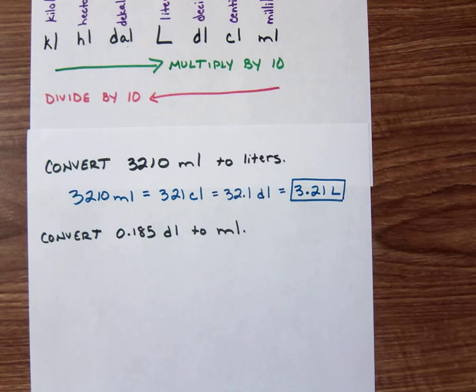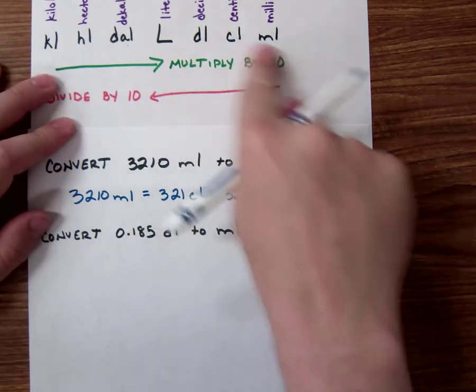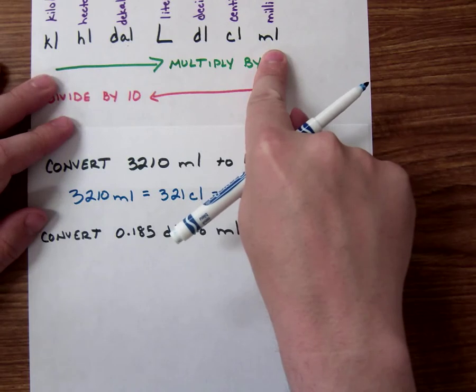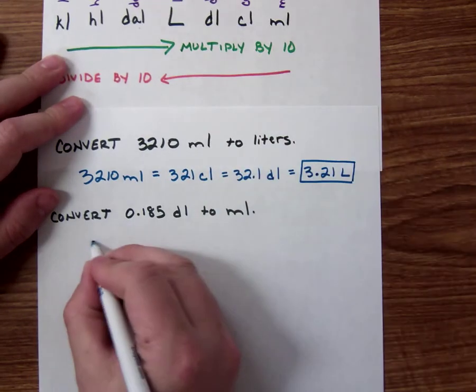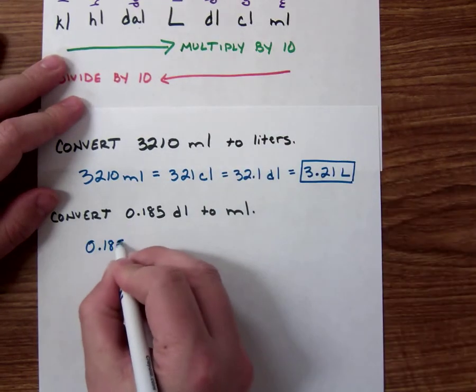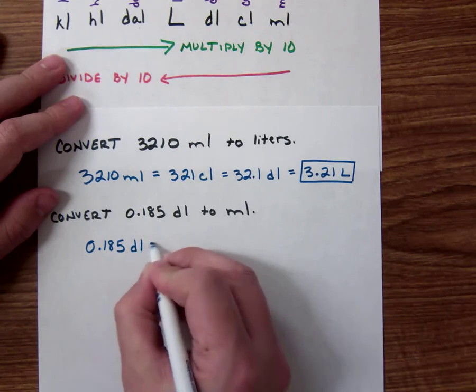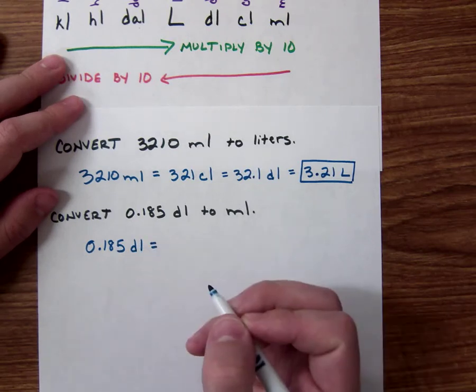Deciliters to milliliters. When I do that conversion, will I be moving to the right or to the left? Right. To the right. From deciliters to the right, how many times? 2. 2 times. So if I take the 0.185 deciliters and I multiply by 10 once, what will I get?